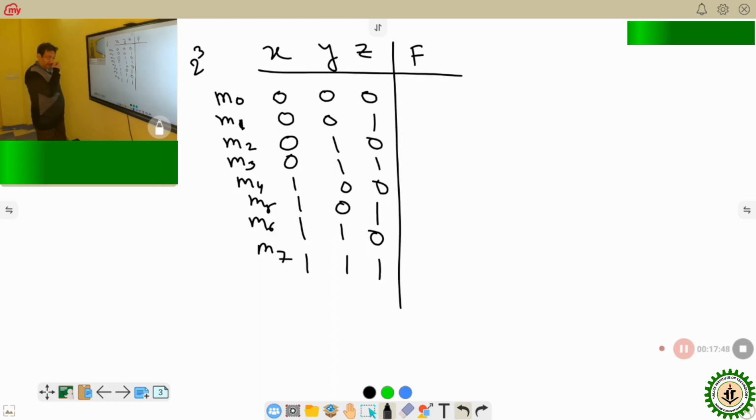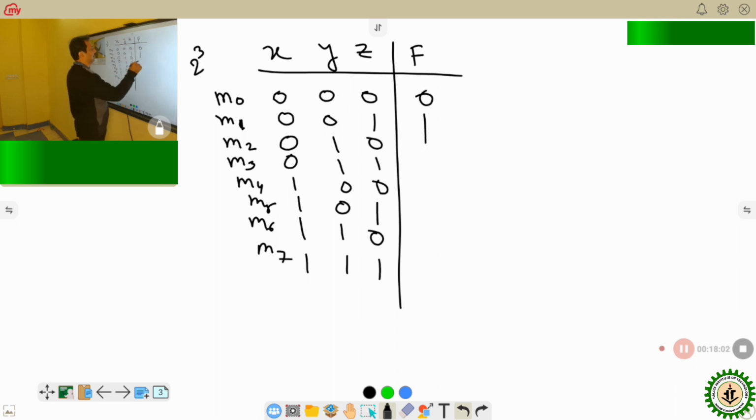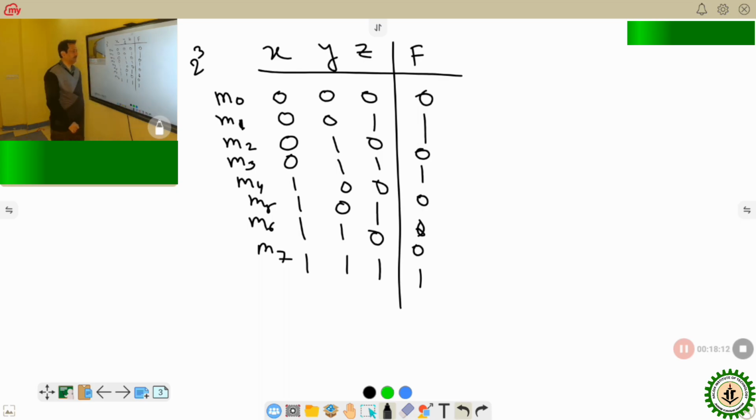Look, now we have already discussed the 2 variable cases. So we will consider only the output is 1. Suppose this is 0, this is 1, this is 0, this is 1, this is 0, this is 0, and this is also 0, and this is also 1. So this is the logical representation.